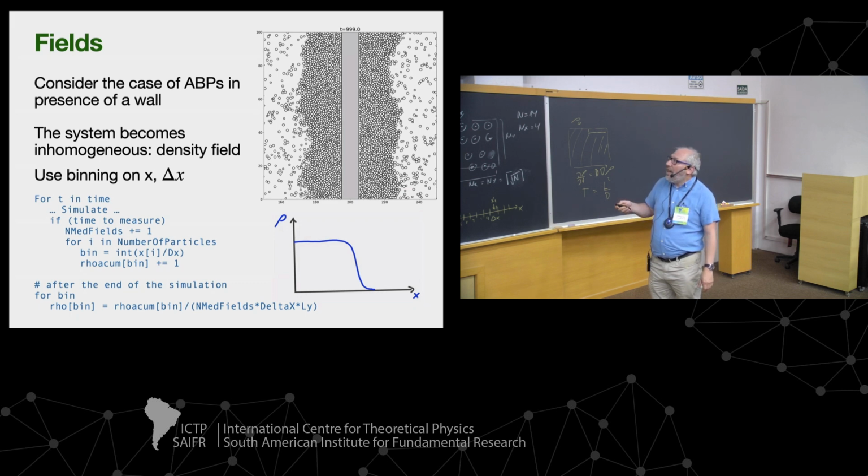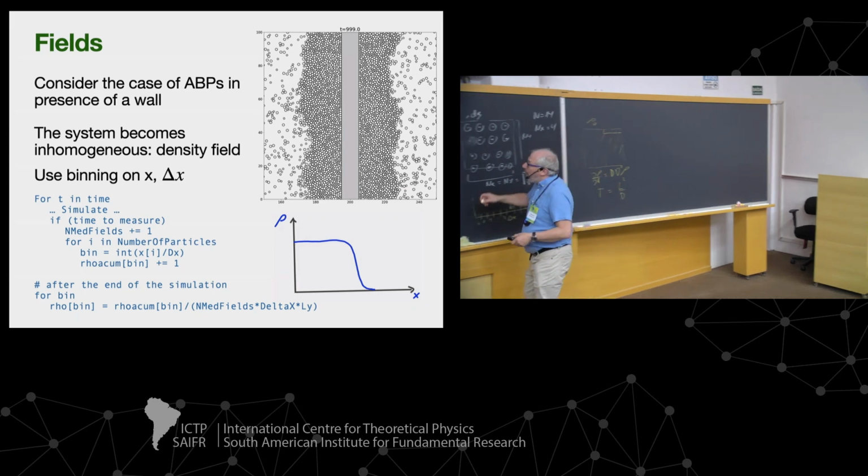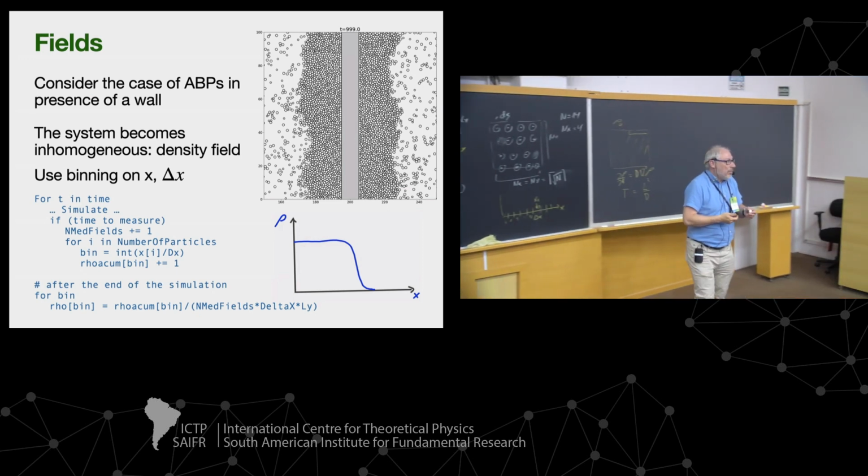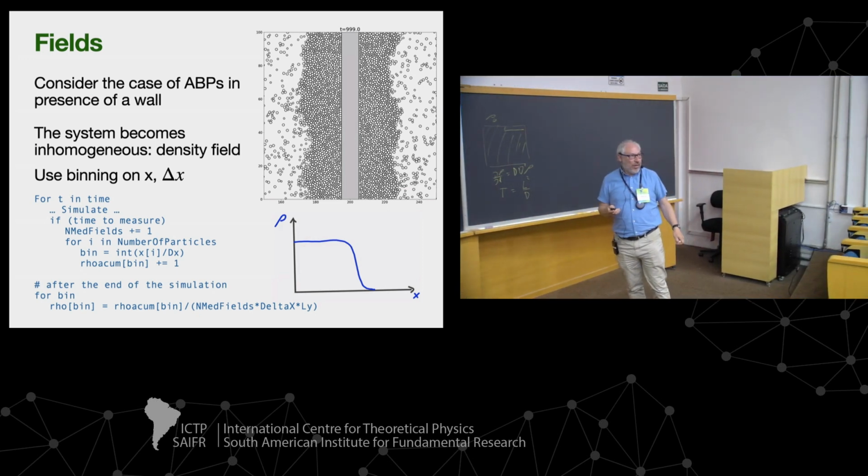The density is the accumulated number of particles divided by the number of measurements and divided by the area of the bin. Because you have a 2D box, you are binning like this, so the area is delta x times Ly. That's a density. I'm writing everything here in 2D, and that's what you record. You don't record all the positions, it's too expensive.